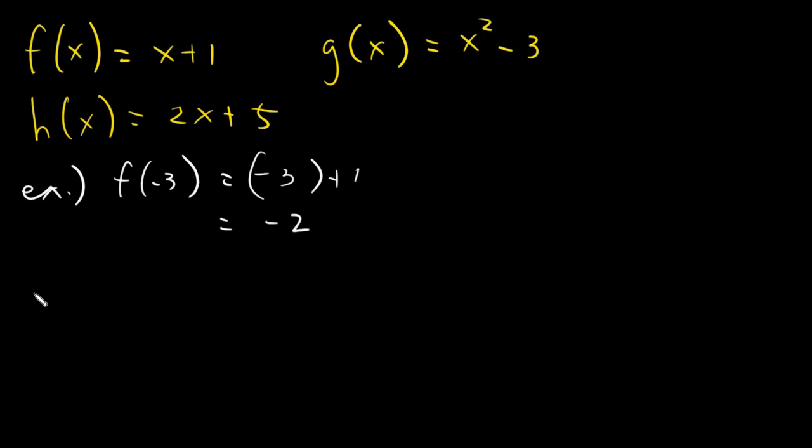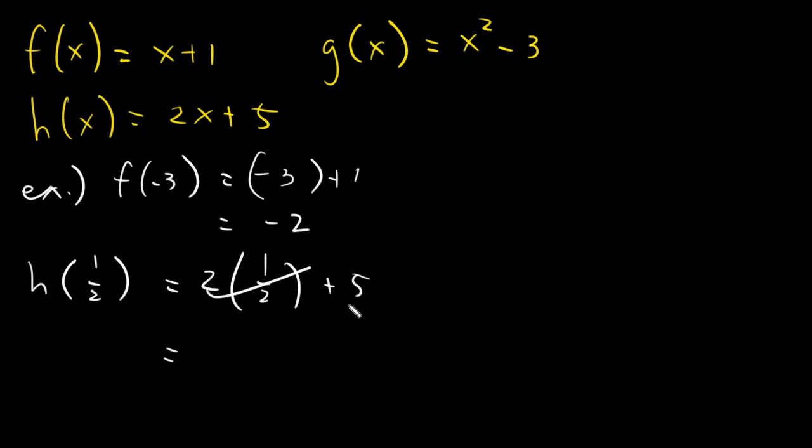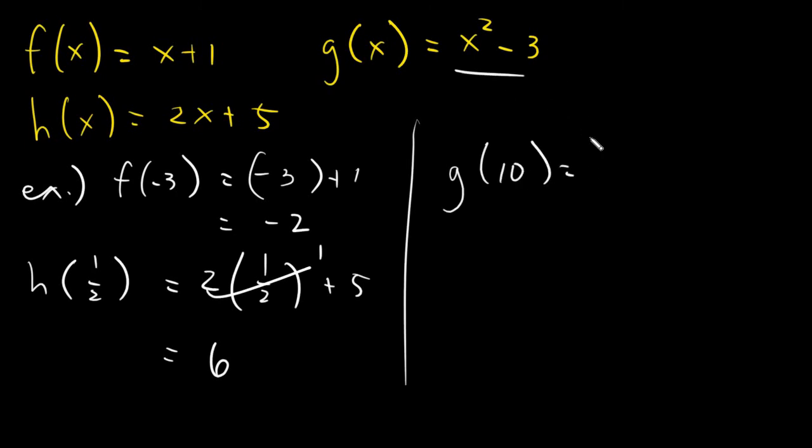Also, if we have h of 1 half, what would happen? All the x's in h will be replaced by 1 half. So this is 2 times parenthesis 1 half plus 5, and 2 times 1 half is 1, and 1 plus 5, the answer is 6. Say we have another example, g of 10. All x's there would be replaced by 10, so we will have 10 squared minus 3. 10 squared is 100, and 100 minus 3, the answer is 97.